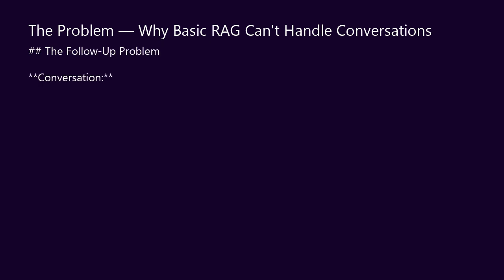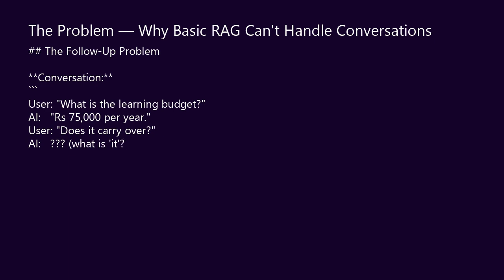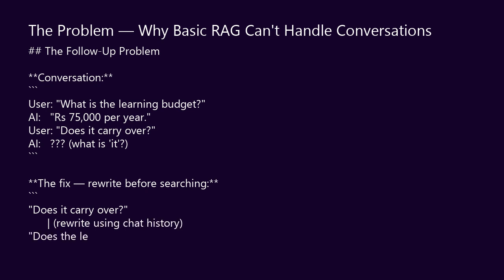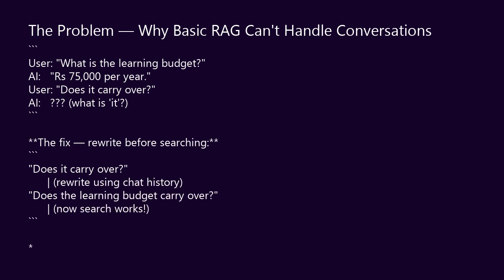Now watch this. I'm going to expose the fatal flaw in a basic RAG chain. First question, what is the learning budget at Novatech? It answers perfectly. 75,000 rupees per year. Second question, does it carry over to the next year? And here's the problem. The word "it" refers to the learning budget.